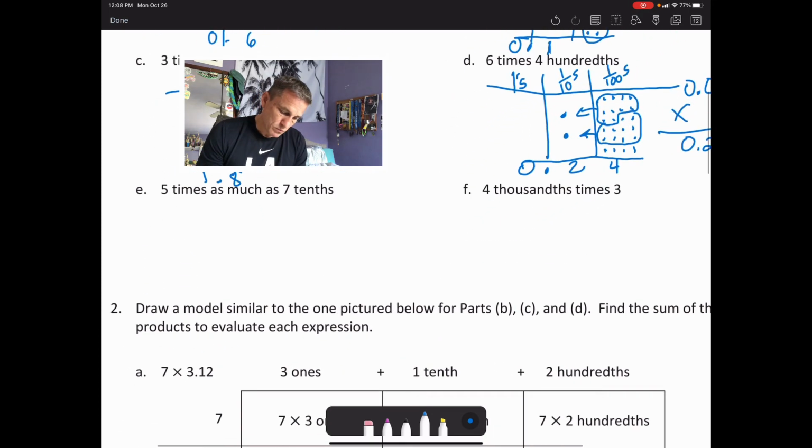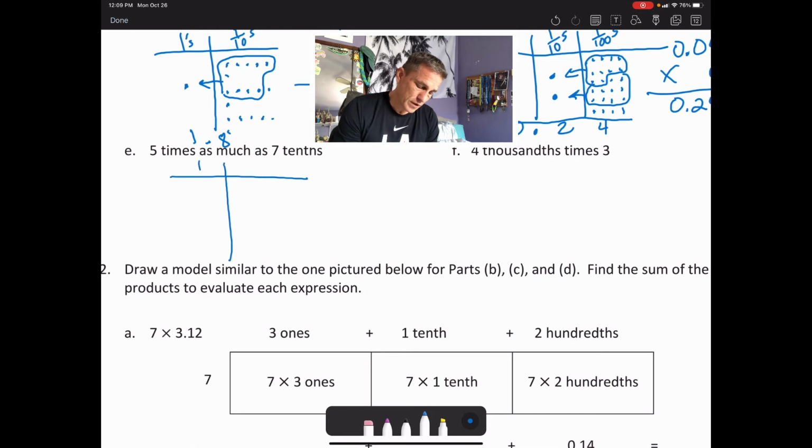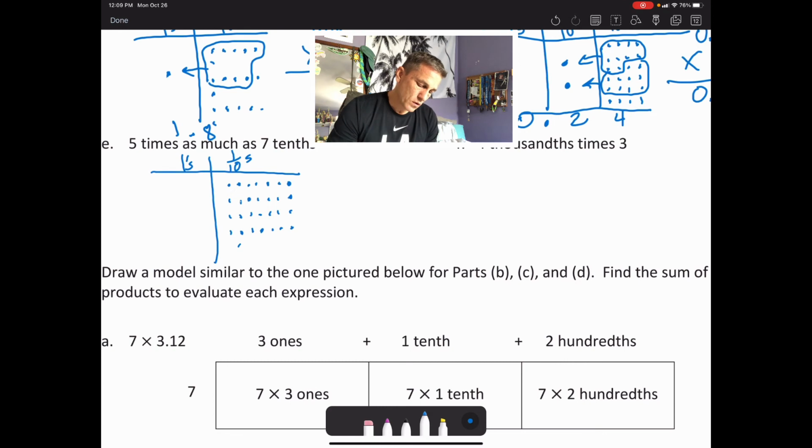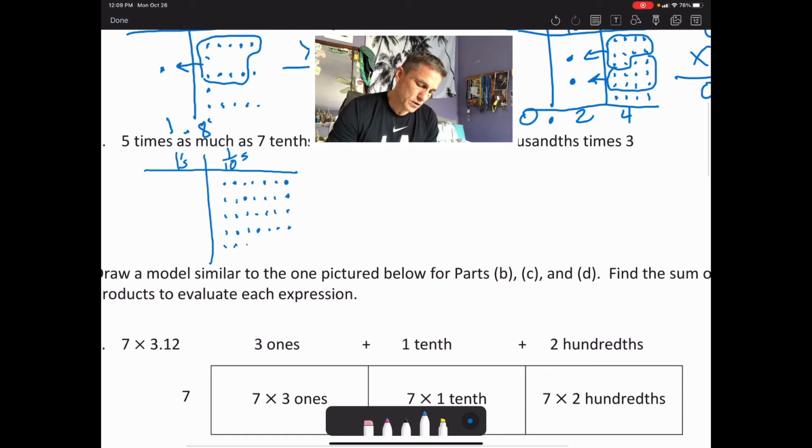All right, 2 more in this section. We have 5 times as much as 7 tenths. Place value chart. We got the ones place and the tenths place. And we're going to make 7 tenths 5 times. 1, 2, 3, 4, 5, 6, 7 tenths, and again, 7 tenths, and again. Okay, so 5 times 7 tenths is going to be 35 tenths.